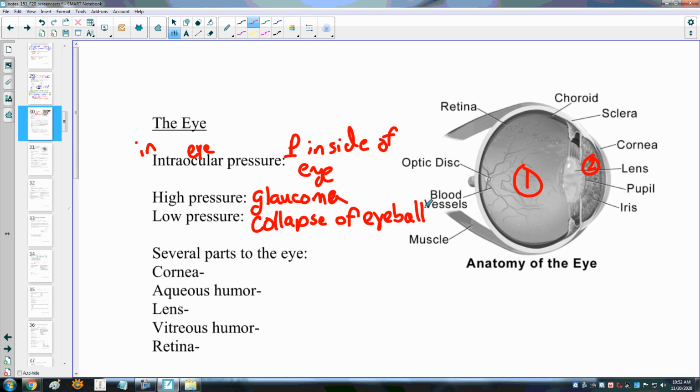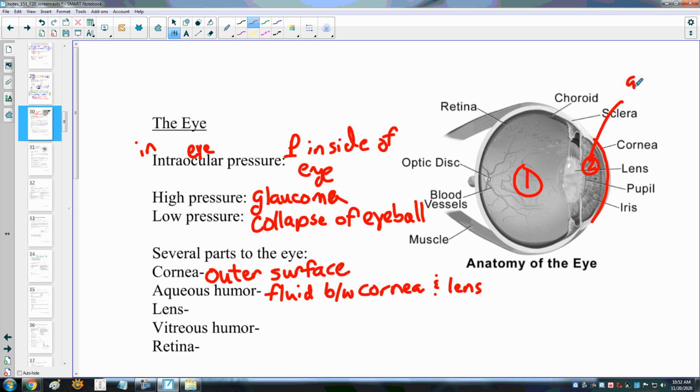There are several parts to the eye. The cornea is the outer surface. It's a clear part over the eye. The aqueous humor is a fluid. It's replenished and drained. It's fluid between the cornea and lens. It is right here. It's the one that I labeled number 2. That's the aqueous humor. It is replenished and it drains.